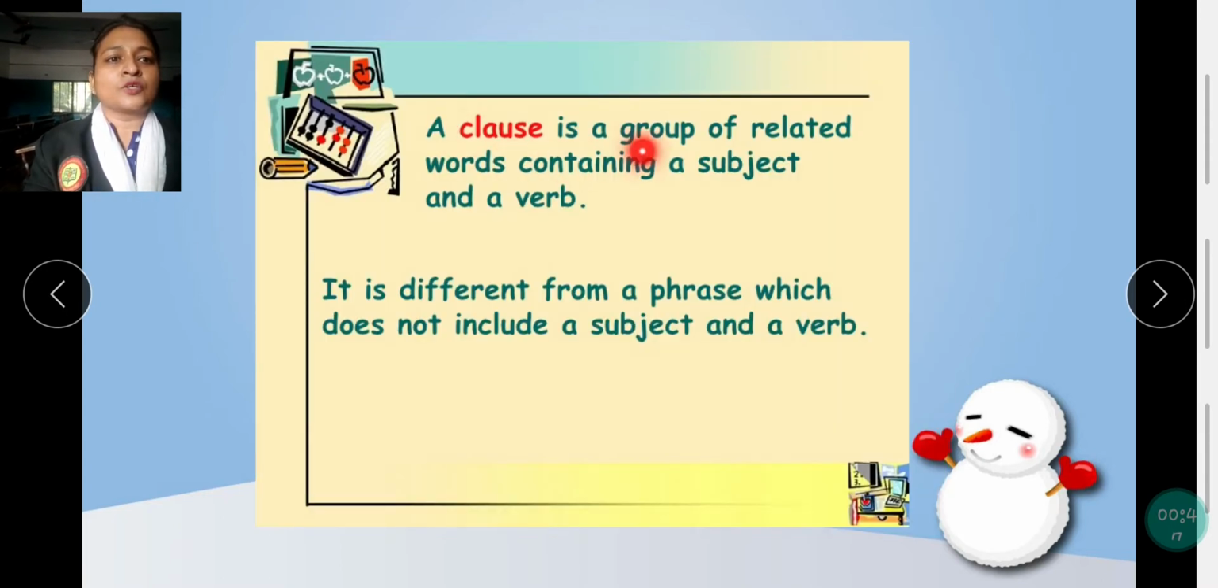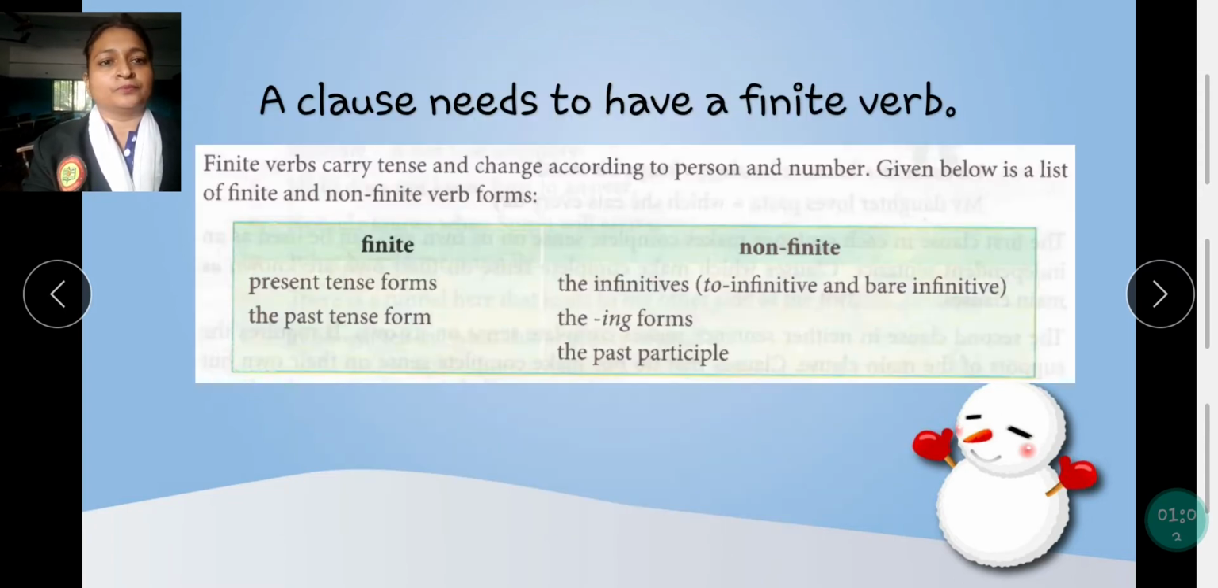A clause is a group of related words containing a subject and a verb. So children, always remember that a clause will always have a subject and a verb. It is different from a phrase, which does not include a subject and a verb. A clause needs to have a finite verb. Finite verbs carry tense and change according to person and number.